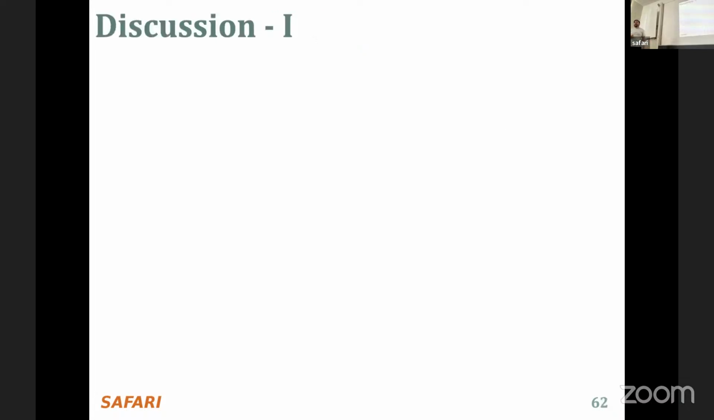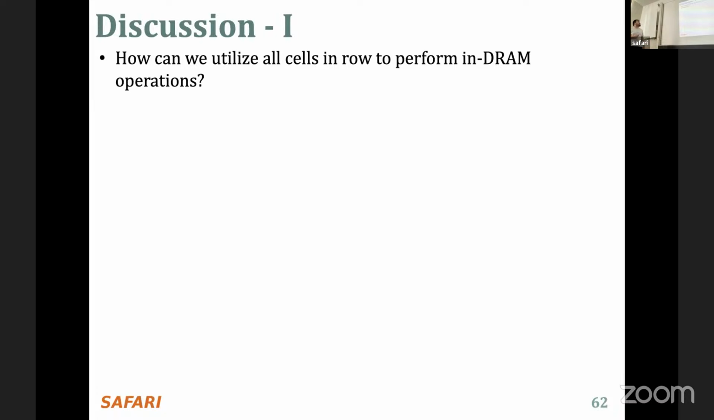So those were my weaknesses. And the discussion was how can we utilize, which is derived from the first weakness: how can we utilize all cells in a row to perform in-DRAM operations? How can we improve the throughput? So my idea is leveraging the connection between three neighboring subarrays.